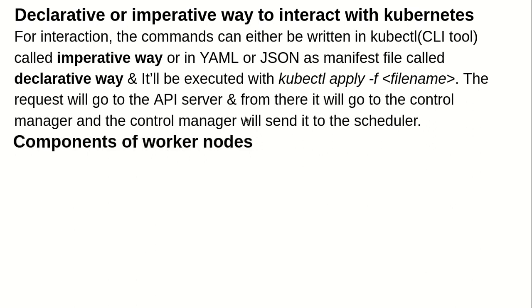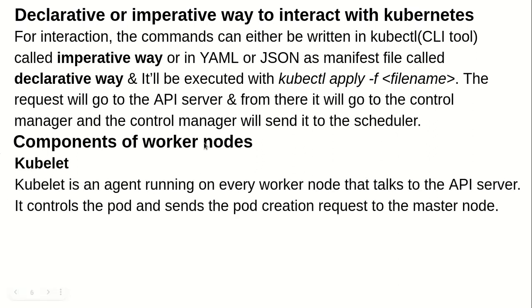So now let's discuss the components of the worker nodes. We have discussed the components of the master node. Now let's move to the worker nodes. The first component is the kubelet. The kubelet is an agent running on every worker node that talks to the API server. It will work on every worker node, and that kubelet will talk to the API server. It controls the pod and sends the pod creation request to the node.